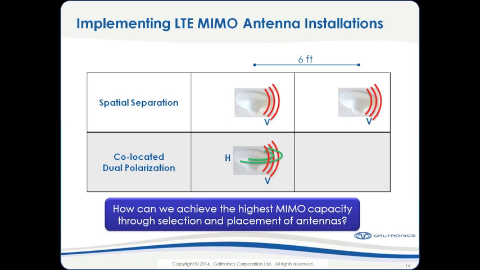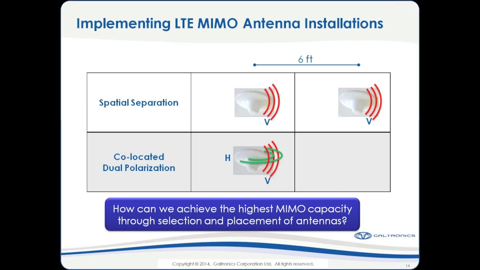In contrast to that, if we look at co-located dual polarized antenna solutions, in this case we have 2 antennas still, but they're located in a single enclosure. It means we're punching 1 hole in the ceiling and we're running our cable runs to 1 location. And the antennas operate in a cross-polarized fashion so they don't interact with one another. And we want to see, is this a viable option or a viable solution?